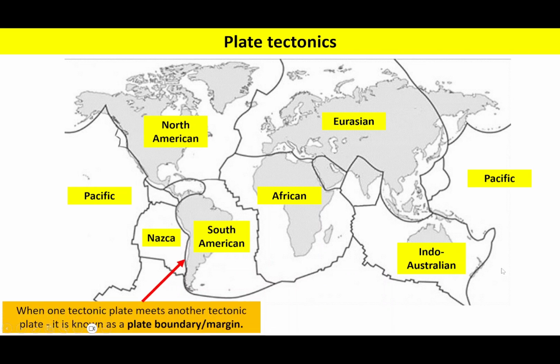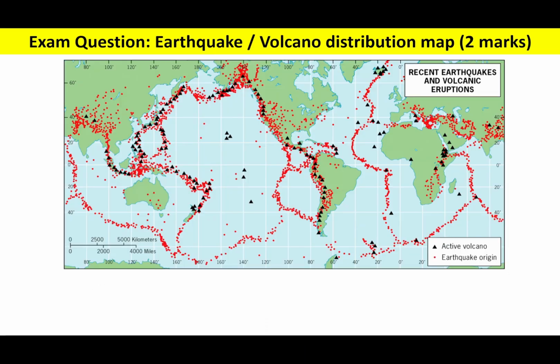Now where you can see 2 tectonic plates meet, we know that as a plate boundary. Sometimes it is also referred to as a plate margin. Okay, so in an exam question, if it says plate boundary or plate margin, it means exactly the same thing. It is essentially where 2 tectonic plates are meeting.